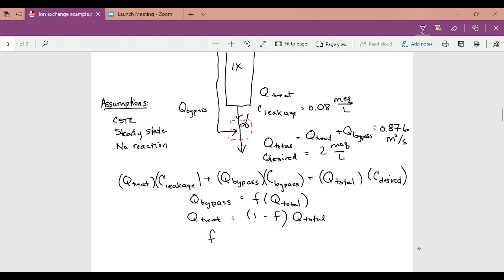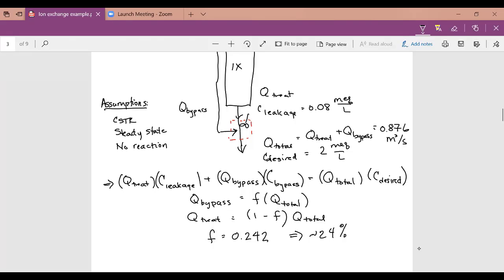So if we substitute into the previous equation, to this equation right here, F is equal to 0.242. So we're going to bypass about 24%, about a quarter of our flow rate. And that should make sense.